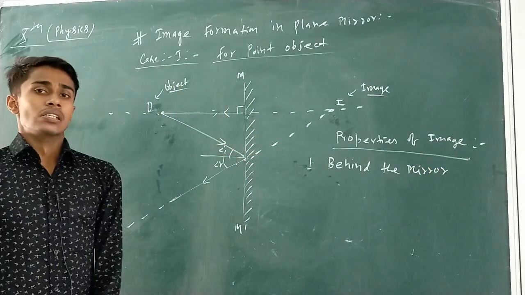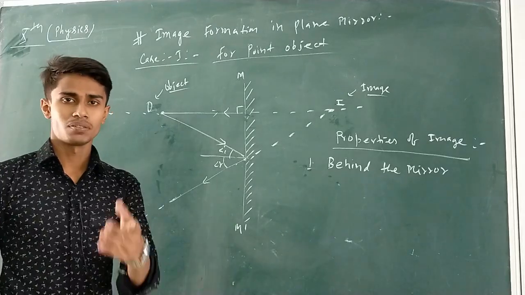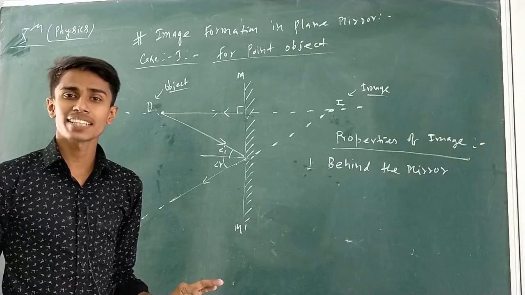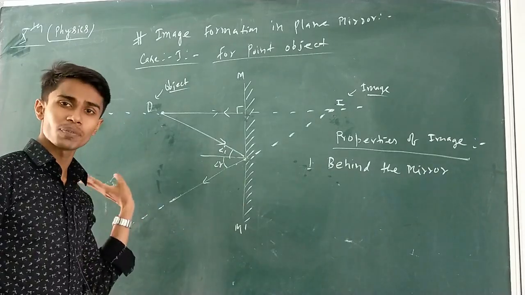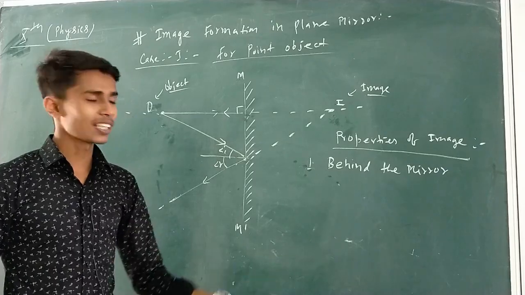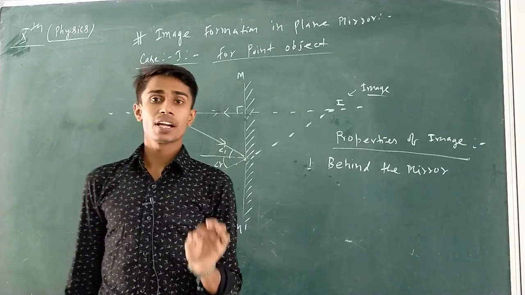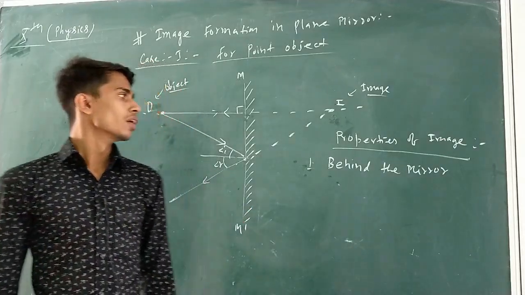Now, what is the nature of the image? Is it real or virtual? Listen. What is a real image? The image formed due to actual intersection of light rays is called a real image. If the image is formed in front of the mirror, the image will be real. What is a virtual image? The image formed when two reflected light rays do not meet actually, but they appear to meet behind the mirror. The image will be virtual. Okay now?